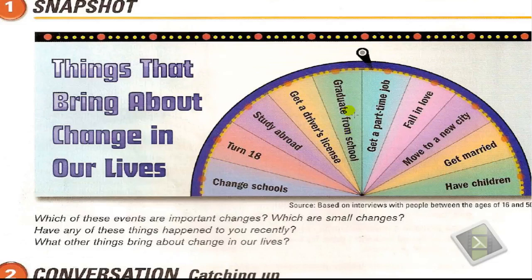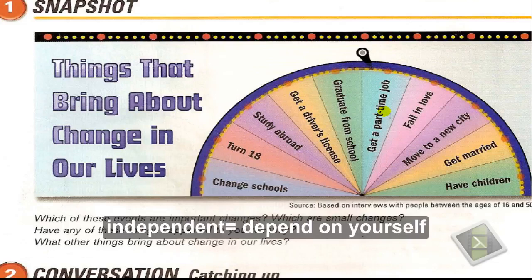Get a part-time job: a job for 2, 3, 4 hours. This is part-time, not full-time. After the student finishes school, he goes to work in a restaurant like McDonald's. He works a part-time job, 3, 4 hours, and gets some money. You are independent. You don't need to take money from your mom or your dad.